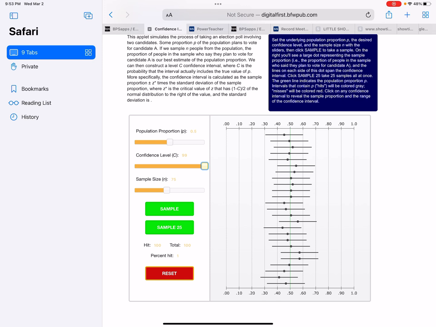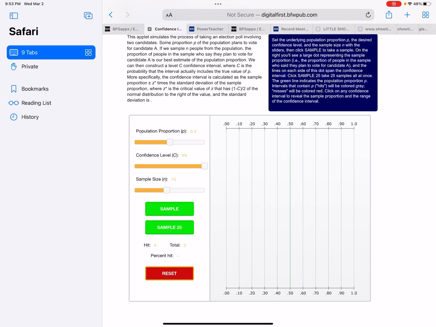If we go to number 5, we're going to hit reset this time, and we're going to change it to an 80% confidence interval. So we're going to go way down here, 80% confidence interval. And I'm going to do this 100 times. So 1, 2, 3, 4. That should be 100. So now if you look at my hit out of total, it's 78 out of 100. We're very, very close to that 80% mark. So 78% of our confidence intervals actually captured the true proportion, which was 0.5.